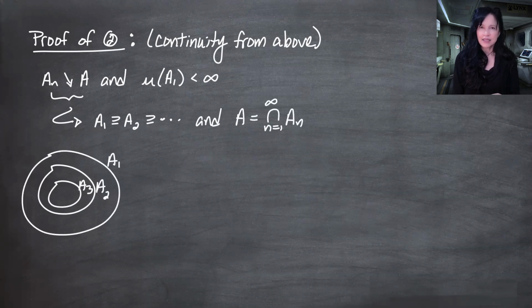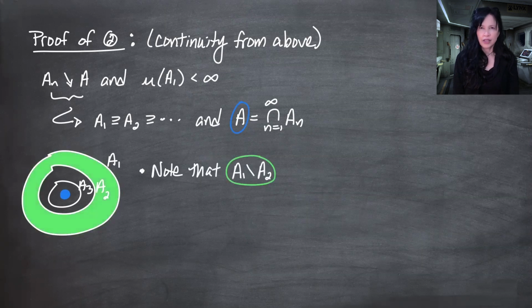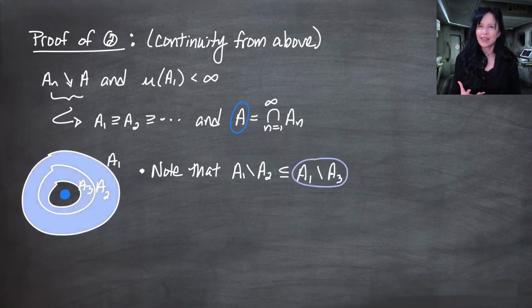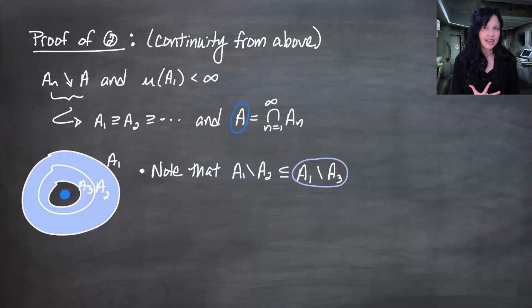The set A is some set down here. It doesn't have to be approaching an empty set. These rings could be coming down to tighten up around this blue dot. But note that if you look at everything that's in A1 but outside of A2, you get this outer ring here. And if you look at everything that's in A1 but outside of A3, you get a wider ring. And the first ring was contained in this second wider ring.